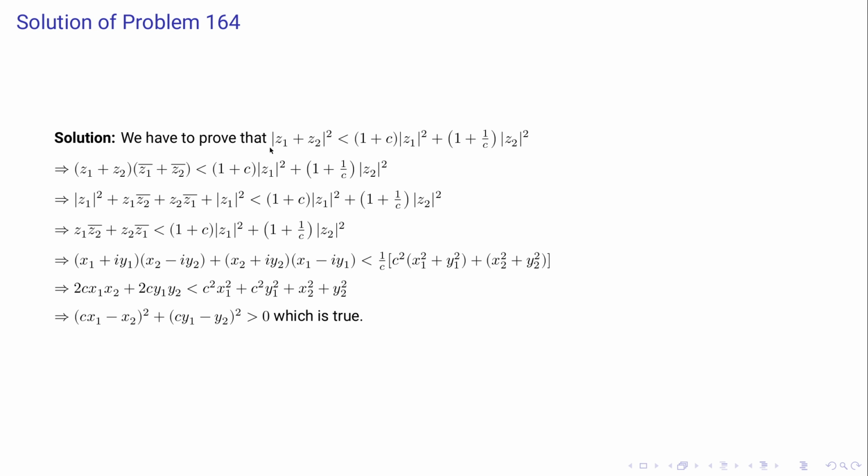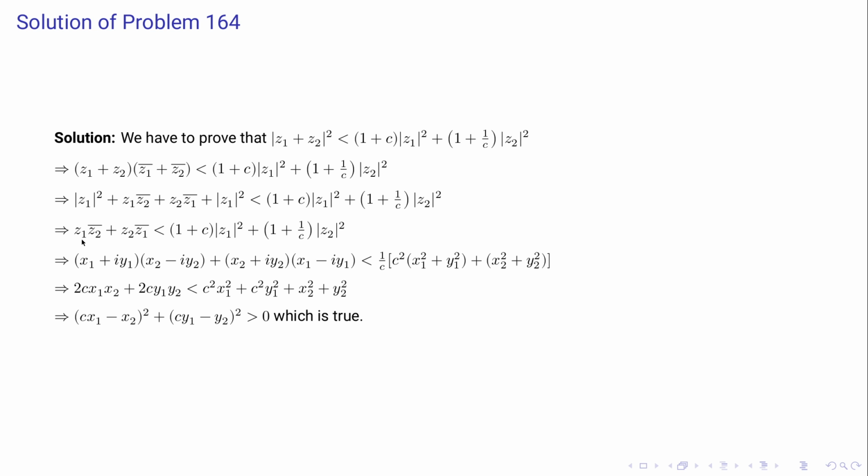So what we do is we split the left hand side and write it in the form of z times z bar, that is z1 plus z2 multiplied with z1 bar plus z2 bar. And on the right hand side we have 1 plus c mod of z1 squared plus 1 plus 1 by c mod of z2 squared. From the left hand side we multiply and we get mod z1 squared and mod z2 squared, and then we have two extra terms, z1 z2 bar plus z2 z1 bar. So we cancel out mod z1 squared and mod z2 squared from the right hand side.